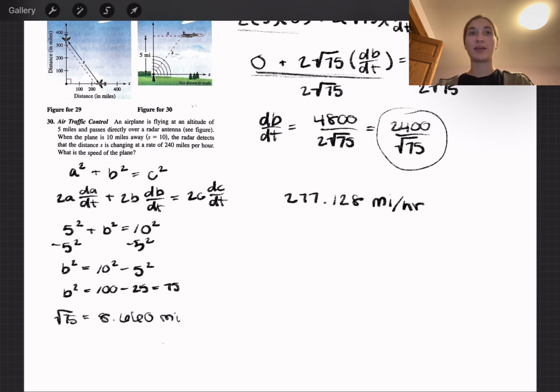The most important takeaway would have to be the two equations we used to solve this problem: a squared plus b squared equals c squared, and 2a dA dt plus 2b dB dt equals 2c dC dt. These equations are very important for solving problems like these, as if you can find these values, they can solve and answer the problem you've been given.